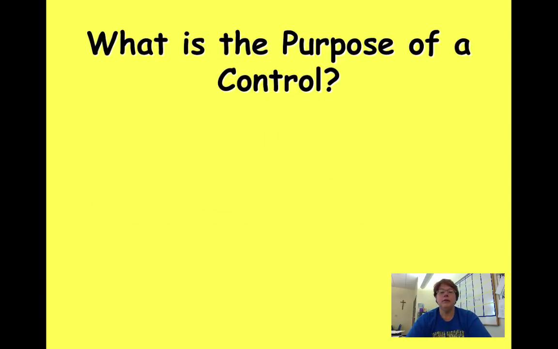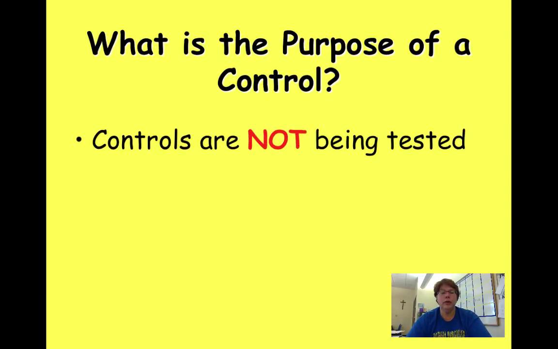What is the purpose of the control? The controls are the things that are usually not being tested. Like I said, the paper that you write on, the test tube that you put your chemicals in, the water that you get out of the tap. Those are things that you are not testing, but you're using for your experiment.